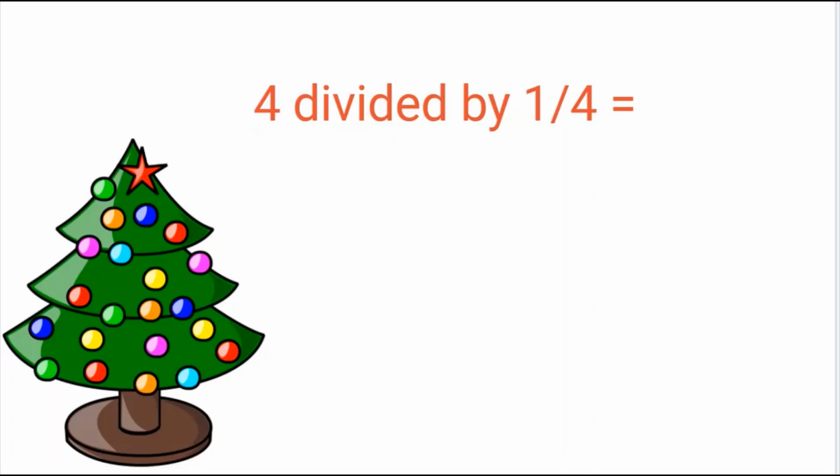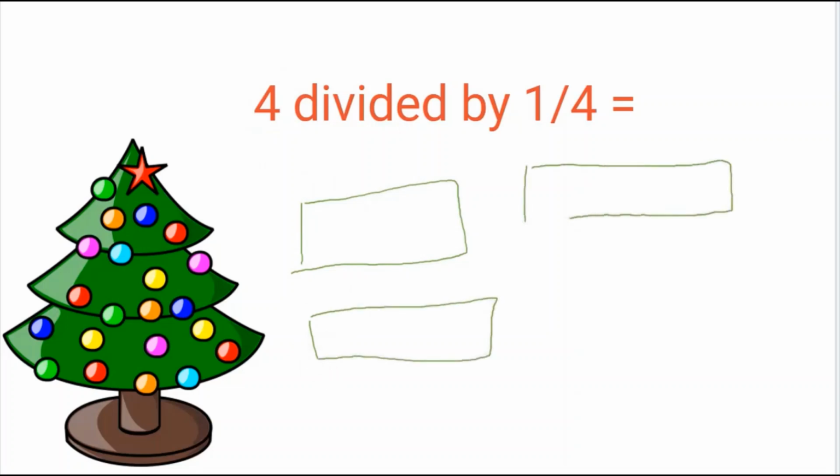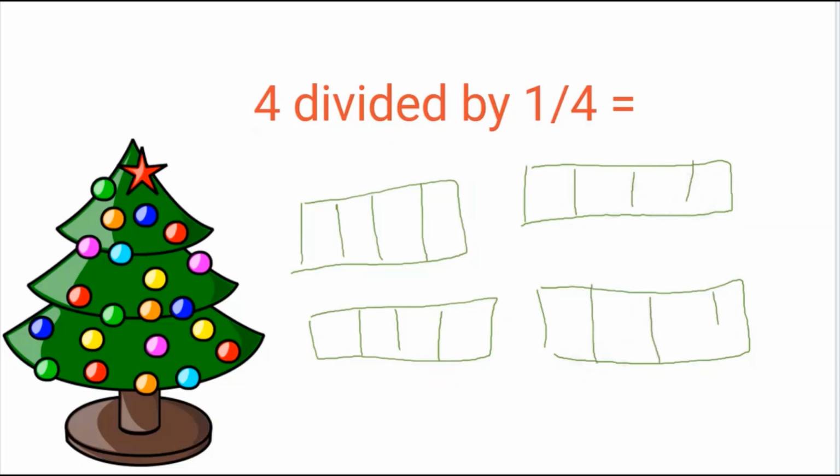So you're going to look at the dividend, and our dividend is a whole number. So we are going to draw that many rectangles or squares or circles. You can draw any even shape. Next, you're going to look at your denominator. So you're going to break apart each of the rectangles that many times. So we're going to break apart each of the rectangles 4 times since our denominator is 4.